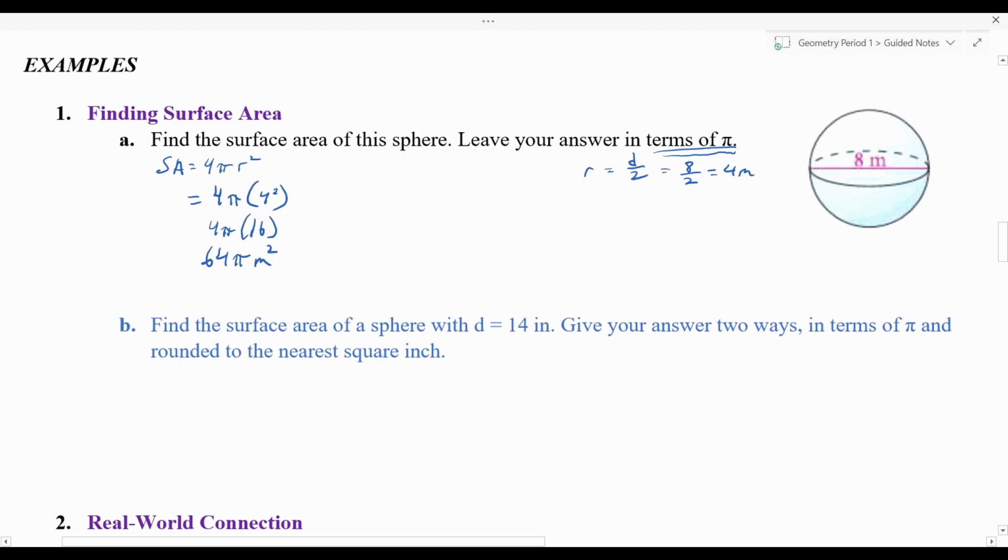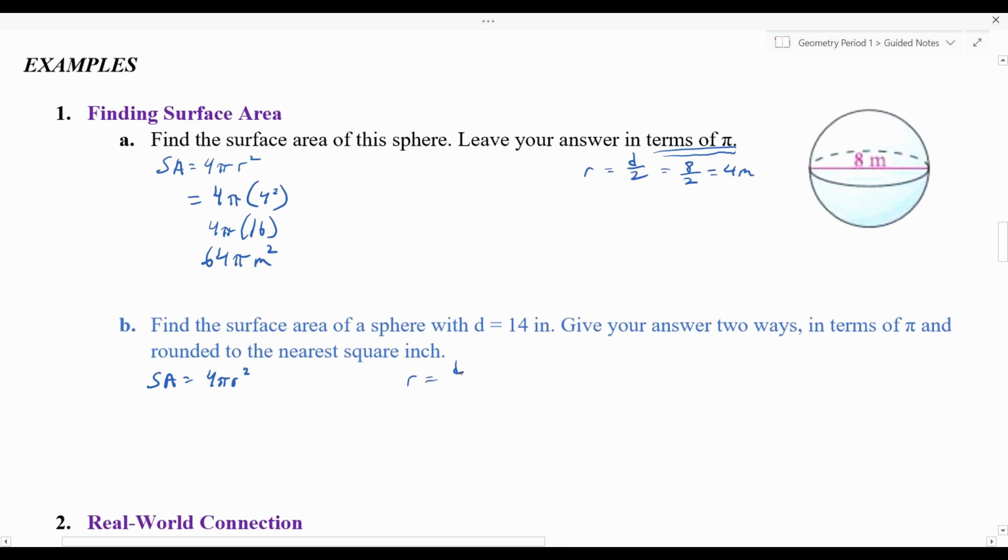Part B, find the surface area of a sphere with width d equals 14. Give your answer two ways, in terms of pi, and rounded to the nearest square inch. Have a look at this one. Again, we're using the formula, surface area equals 4 pi r squared. They tell us d equals 14, which is the diameter. So I'm going to use d to find the radius.